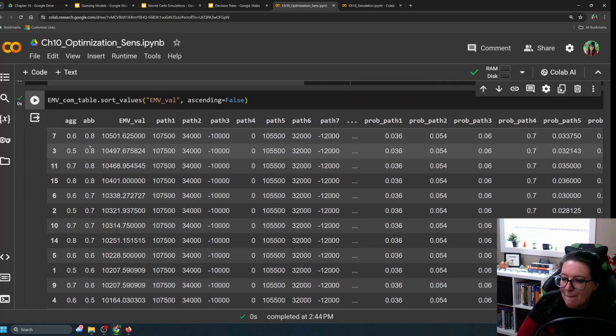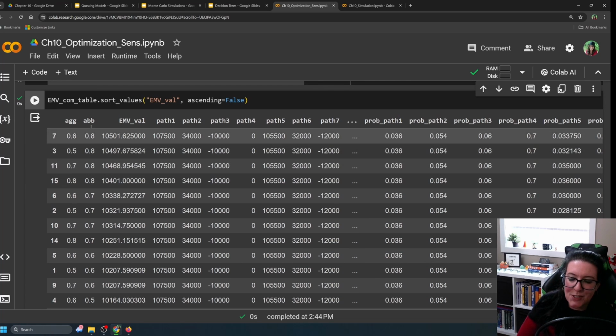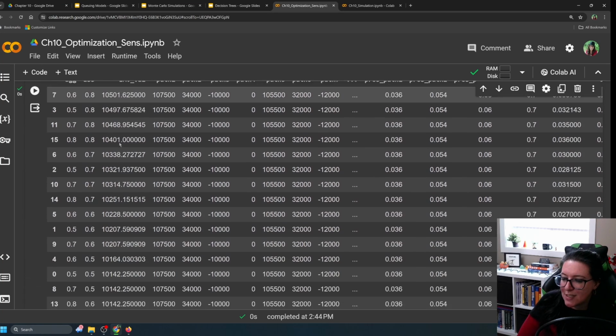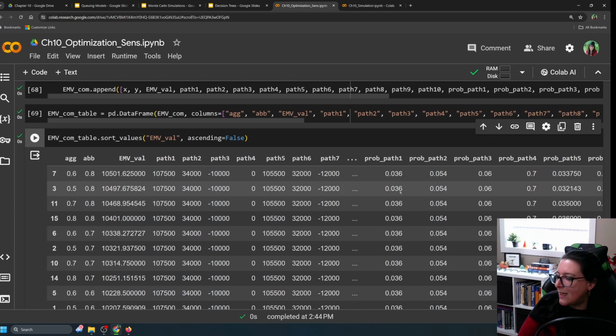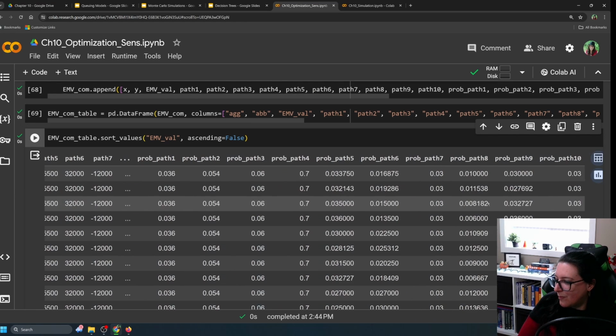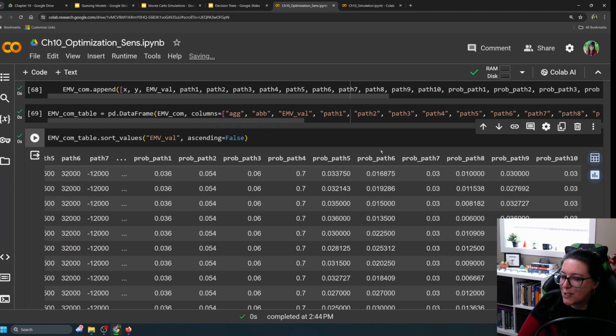All right. Probability it's actually good when it's good, it's actually bad when it's bad. So this is the accuracy of the expert. We can see how much this changes the expected monetary value, and we can see the paths changing. Here's the percentage for the paths changing depending on what's happening with the accuracy of the experts.